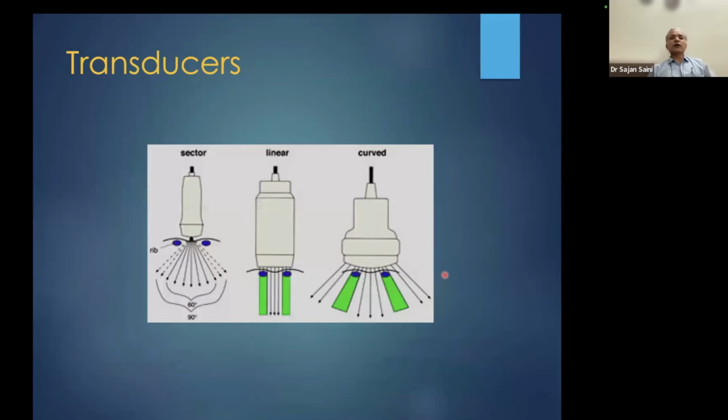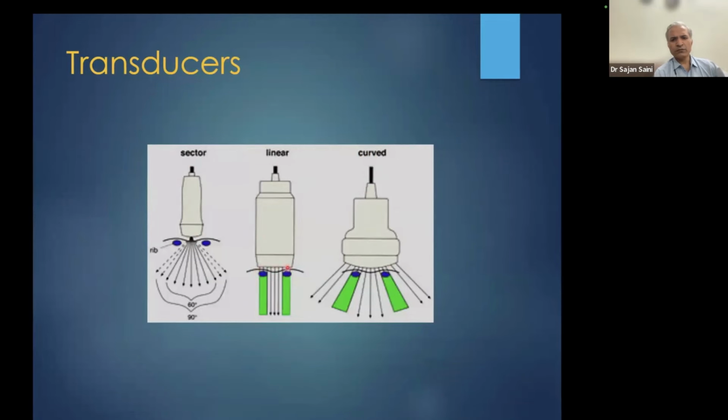Okay. After this, let's learn what the various transducers are. There are mainly three types of transducers. One is the sector probe or phased array probe. Another is the linear probe and another is the curved probe. Almost every machine comes with these three types of probes. They have their own advantages and disadvantages. These two have very big footprints.